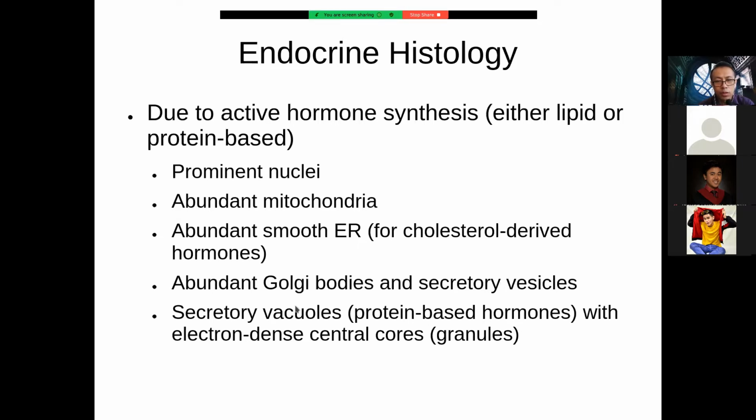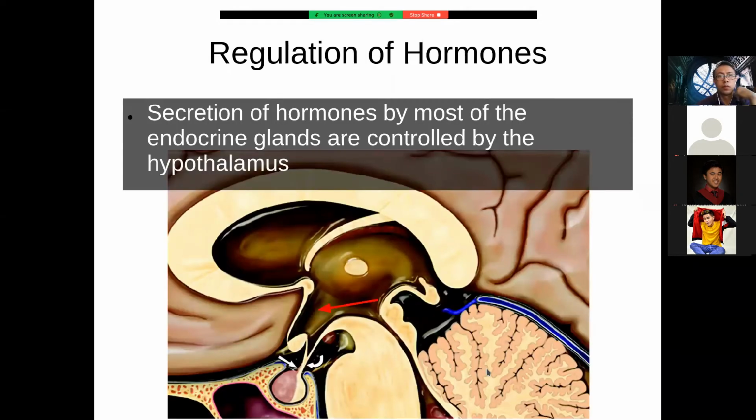Now, under the electron microscope, you'll get a more distinct appearance for endocrine tissue because they have characteristic black circles inside, which are the granules, which appear as dark under the EM because they are electron dense. So these are the granules containing the hormones that will be released via vacuoles.